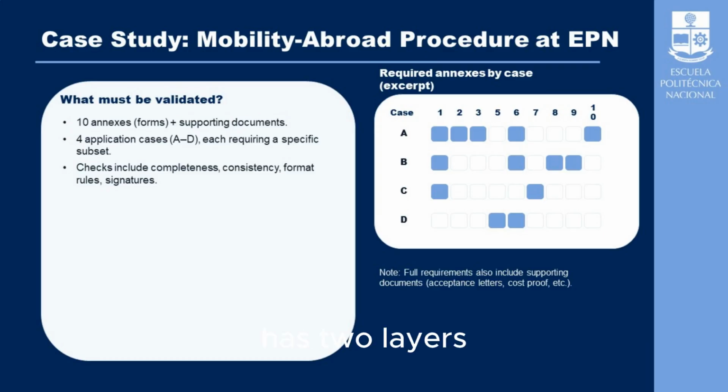Validation, therefore, has 2 layers. First, completeness. Does the case include everything that is required? Second, consistency. Do annexes agree with each other on dates, destinations, cost, and institutional approvals? The paper highlights recurring failure modes such as missing annexes, inconsistencies across documents, and incorrect application of requirements. This kind of workflow is a good fit for retrieval augmented generation. The LLM must reason over the submitted package while grounding its judgment in the procedural rules.